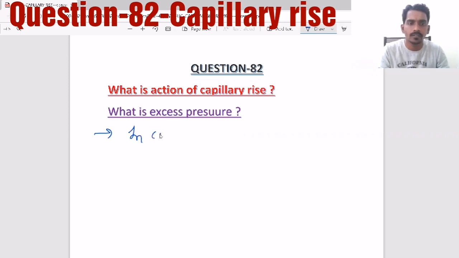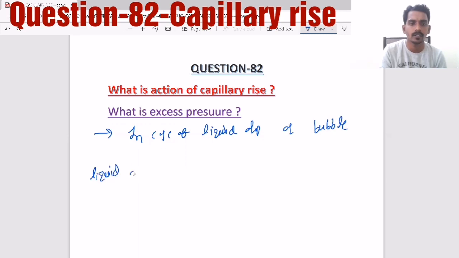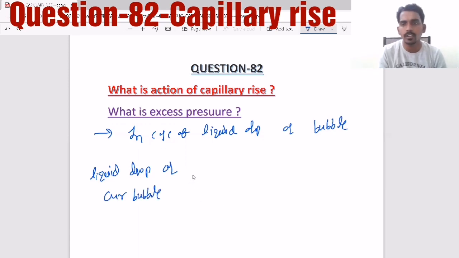So in case of a liquid drop or a bubble, any bubble like an air bubble or soap bubble, when you consider it, there is always excess pressure inside it. So first you consider a liquid drop or air bubble. Liquid drop means inside air, air bubble means inside liquid.